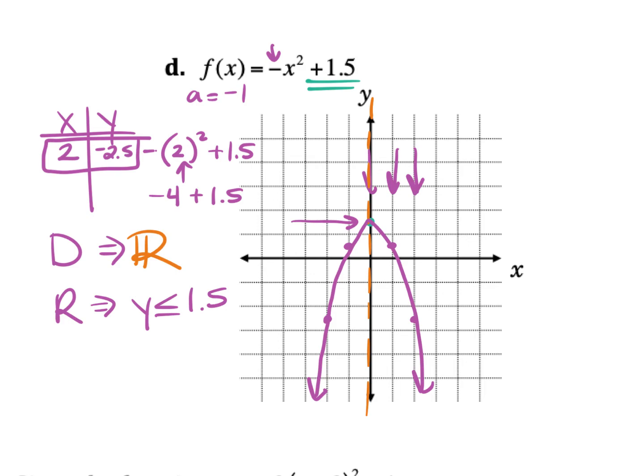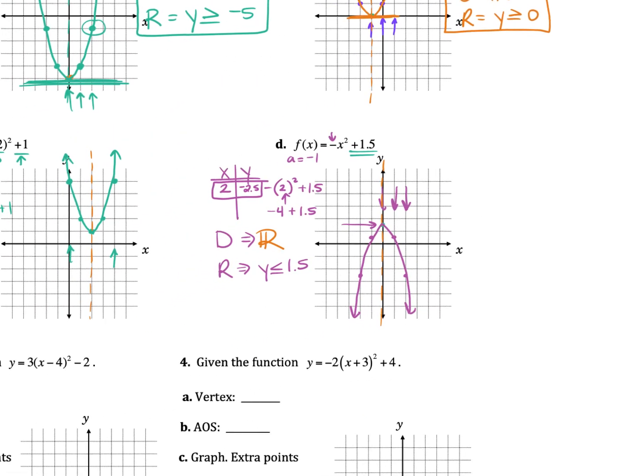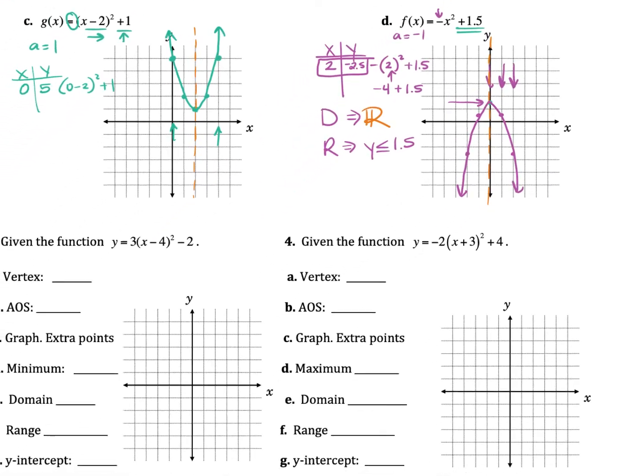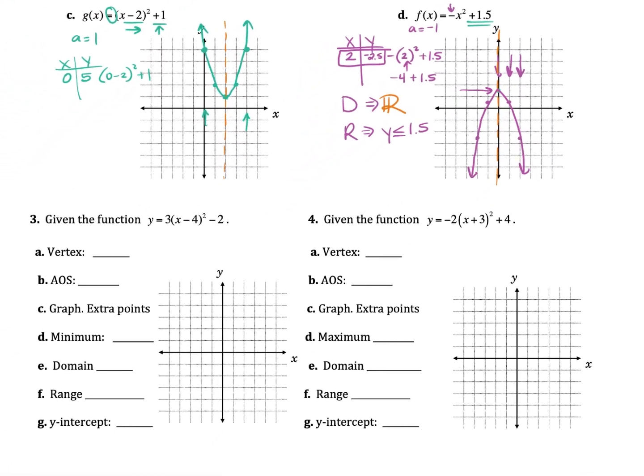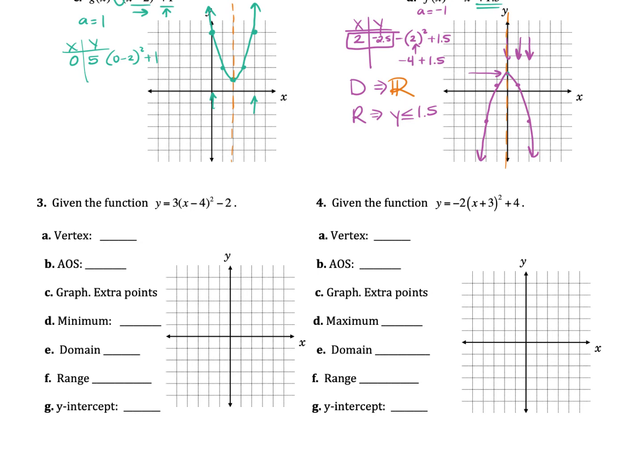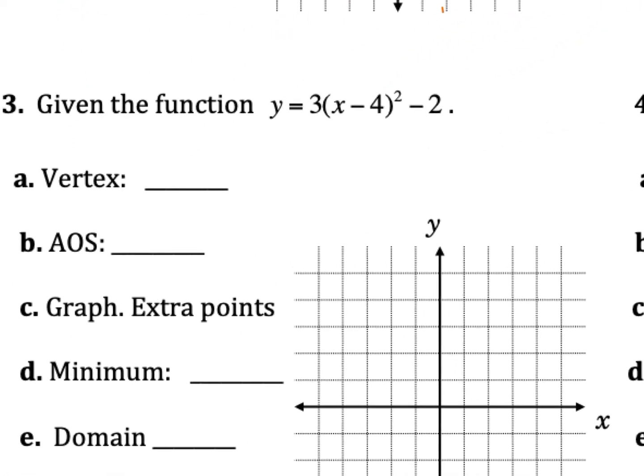Okay, last two. These are the real fancy ones. I'm going to give you all the things, and you have to give me all of the things. So the vertex, the axis of symmetry, graph it, find the minimum, find the domain, find the range, and then we're going to find the y-intercept too. And I'll see if you can figure out how we're going to do that. So look at this equation.